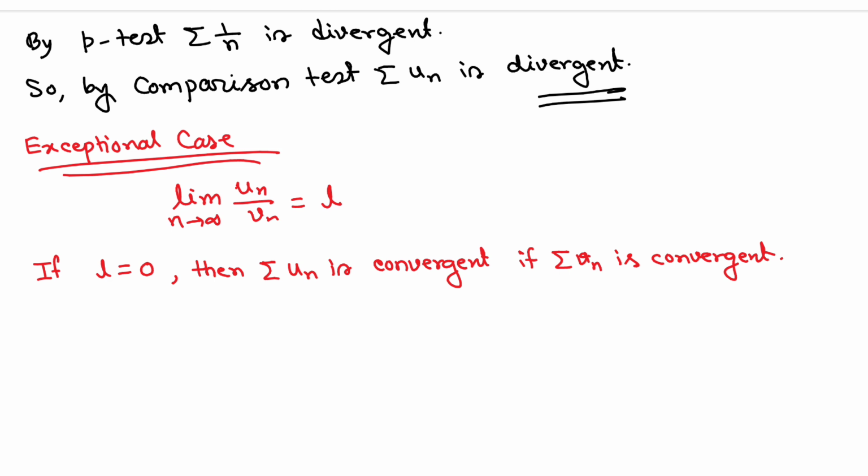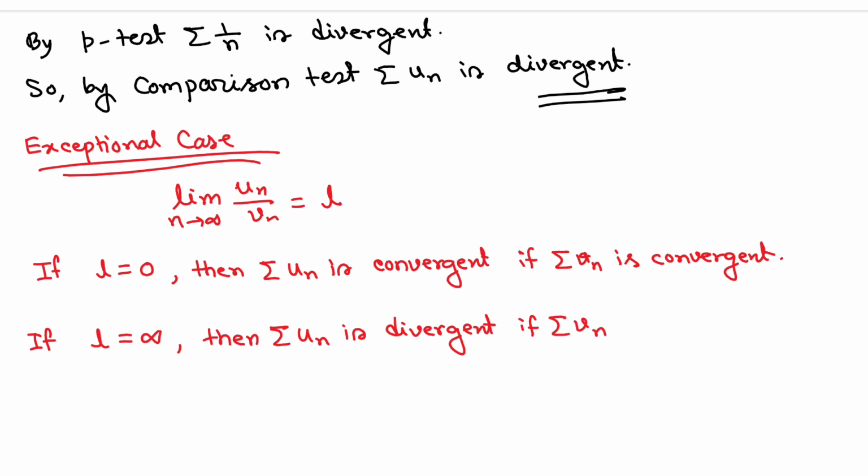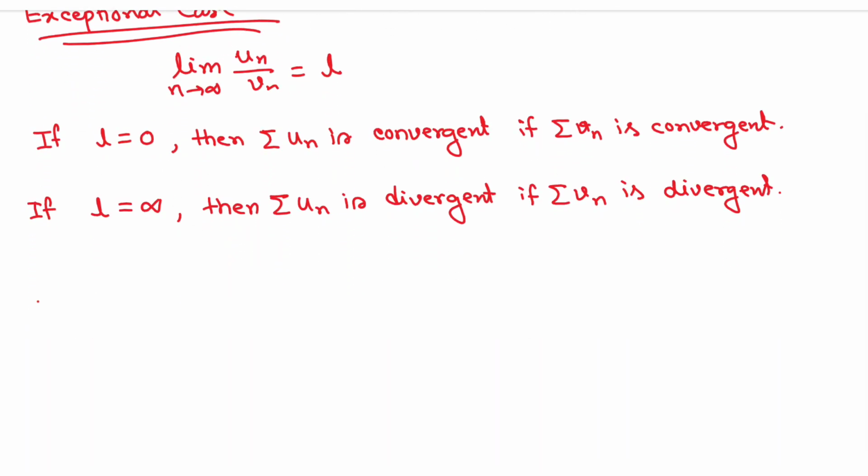Now the second point: if L equals infinity, then summation un is divergent if summation vn is divergent. So when L is infinity and summation vn is divergent, then summation un will be divergent. If summation vn is convergent, then we don't know. So just remember these two points.